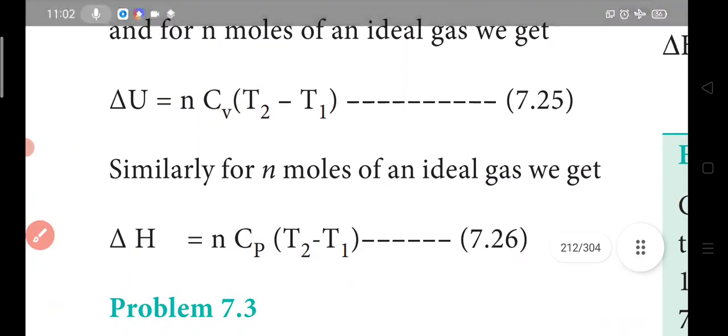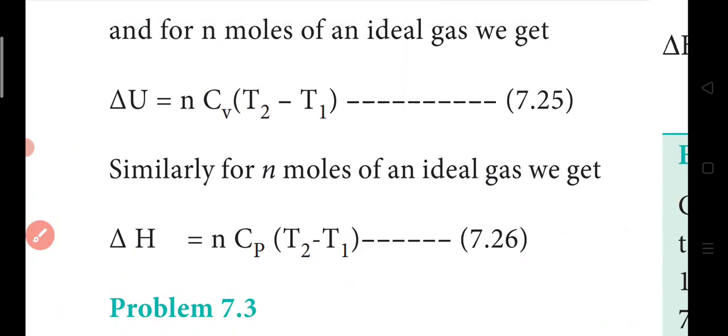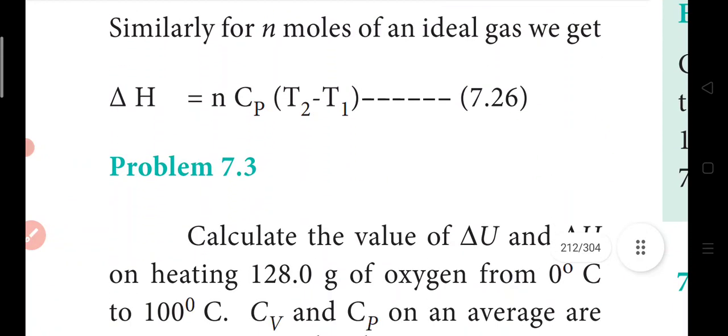And similarly for n moles of ideal gas, Cv will get converted into Cp. So delta U is related to the volume, and enthalpy is related to the pressure, according to the Cp and Cv values. So you have to just change and write accordingly.